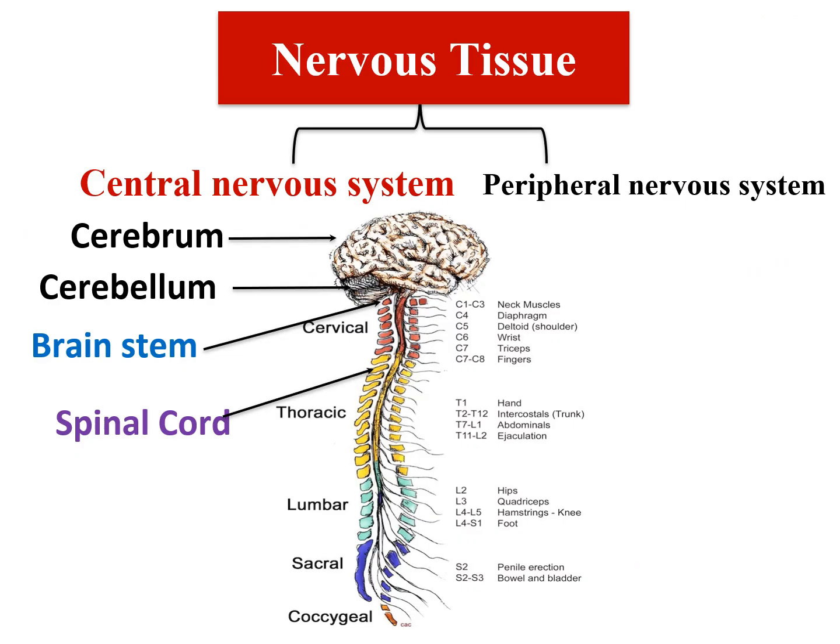You must know at first that nervous tissue is subdivided into two types. The first type is called the central nervous system and the second type is called the peripheral nervous system. The central nervous system is subdivided into different structures. The first ones are the cerebrum, cerebellum, brainstem and spinal cord.